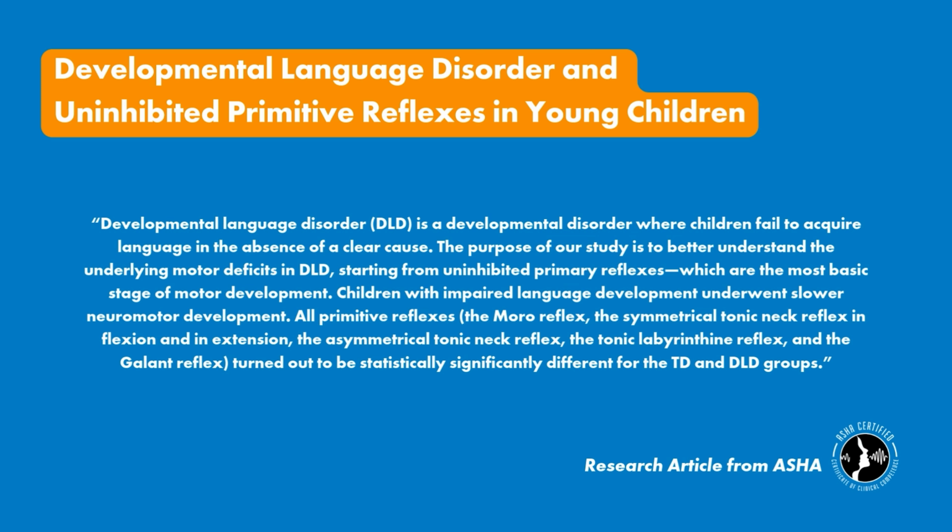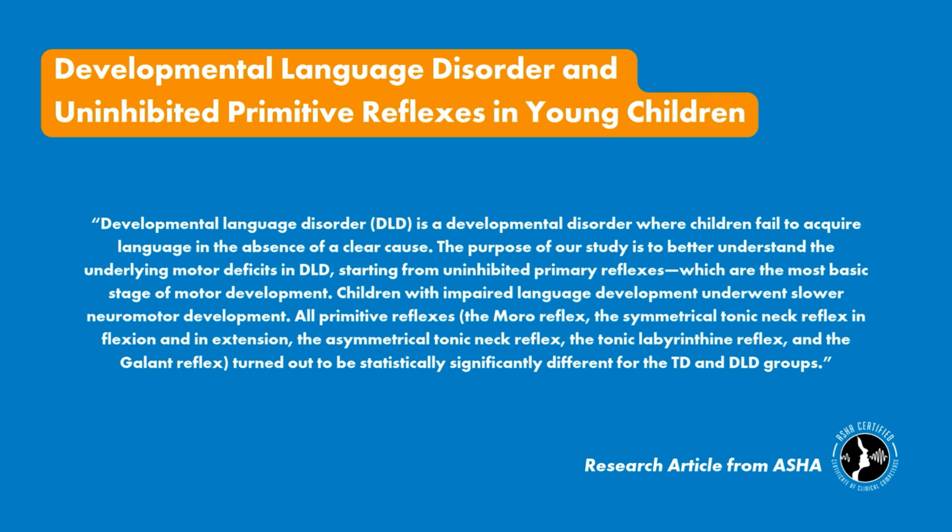Children with impaired language development underwent slower neuromotor development, which means that their primitive reflexes basically got stuck and didn't integrate when they were supposed to, and they were able to find that connection to those retained primitive reflexes and this language disorder. And finally, the study found that all primitive reflexes, the Moro reflex, the STNR in flexion and extension, the ATNR, the TLR, and the spinal Galant, turned out to be statistically significantly different between the children without a language disorder and the children with the language disorder.